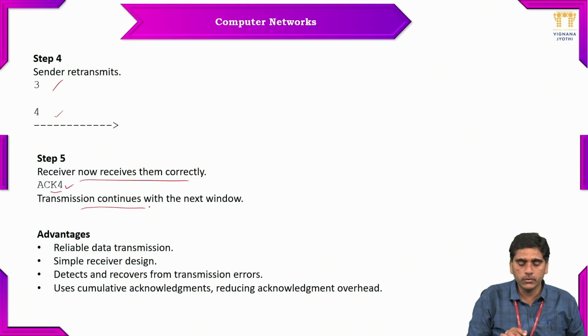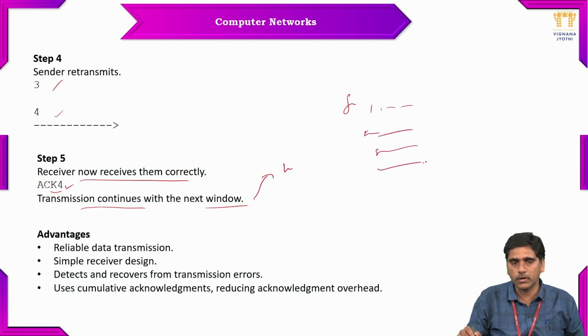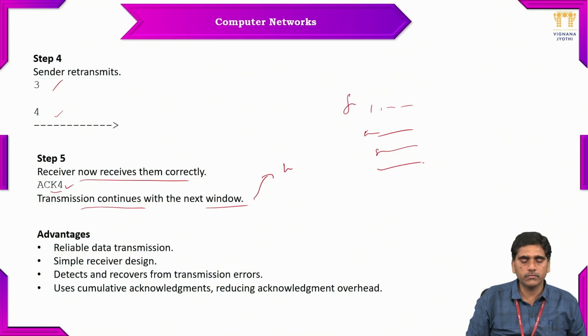So transmission continues with the next window. The frames contain numbers 1 to 12. The first window is over, the second window is over, the third window is over. Like that, the transmission continues with the next window up to the end of the frames available in the windows, right? The advantage of this one is what?